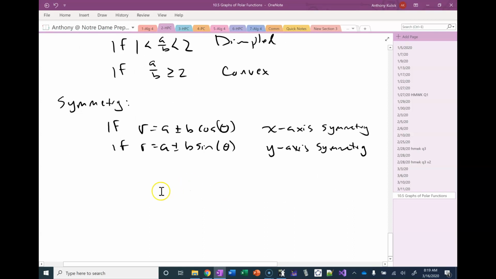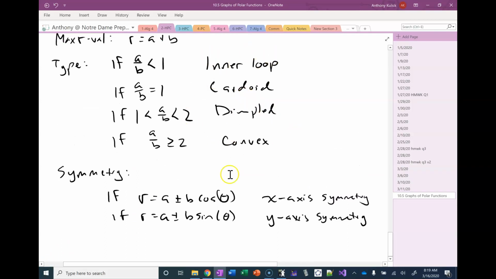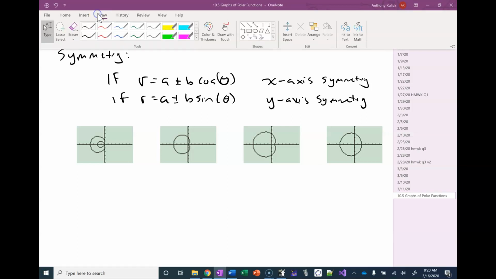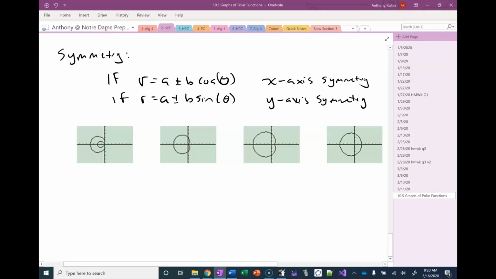So next up, let's look at some pictures to get something in our head for these 4 different types of Limaçon curves. What I have here is some screenshots of the calculator of the 4 different shapes or types for these Limaçon curves. This first one is the inner loop, where you can see you have kind of a circle inside of a circle.